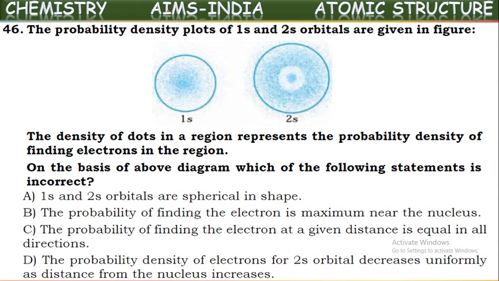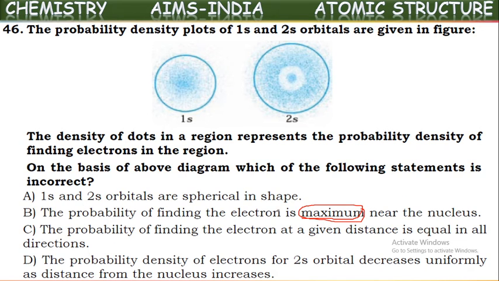The probability of finding the electron is maximum near the nucleus. No. The probability of finding the electron near the nucleus is 0. It is not maximum. We cannot find any electron near the nucleus. There are no electrons near the nucleus. So the probability of finding the electron near the nucleus is 0. It is an incorrect statement.